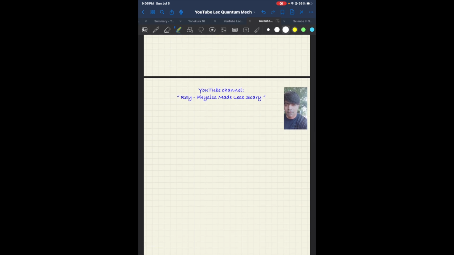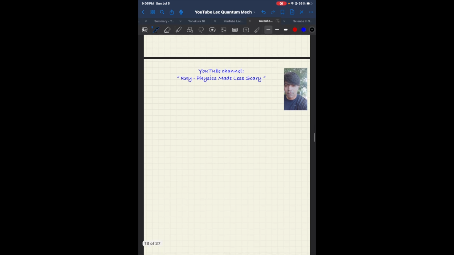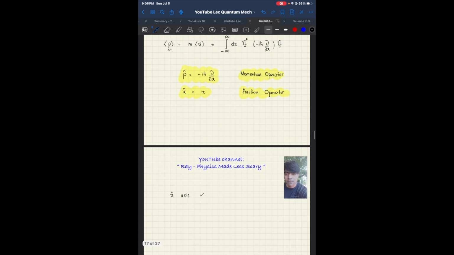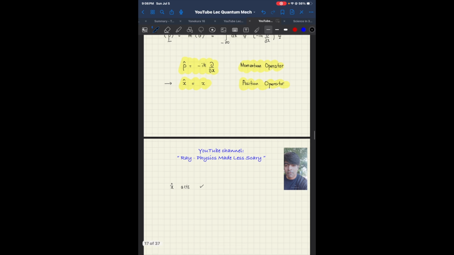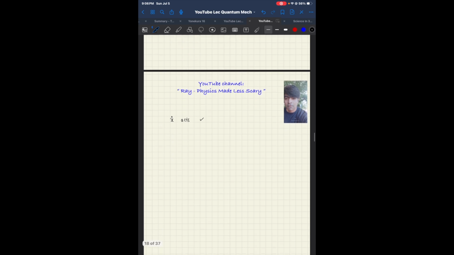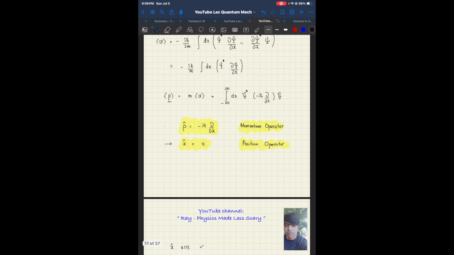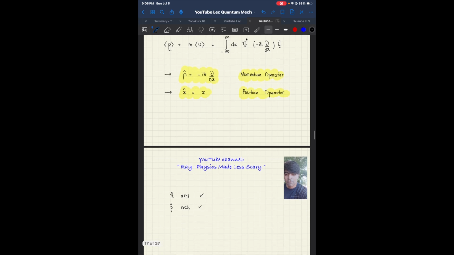And I want to do one last thing. This will be quite instructive. So now I know, for example, how operator x acts. In this representation, it acts multiplicatively. I know how p acts. In this representation, it acts as a derivative.